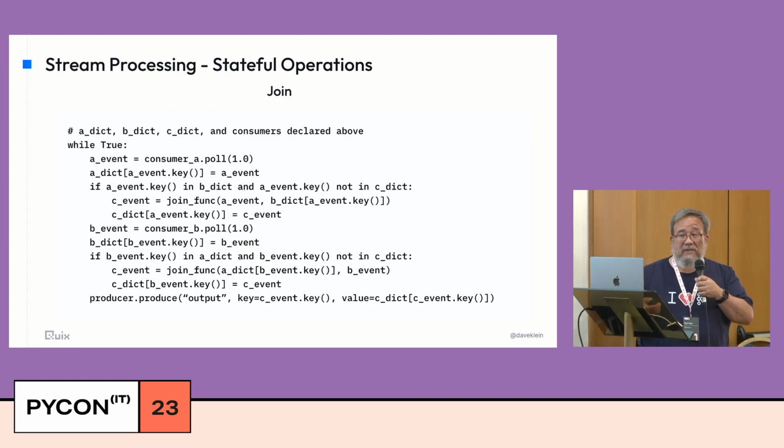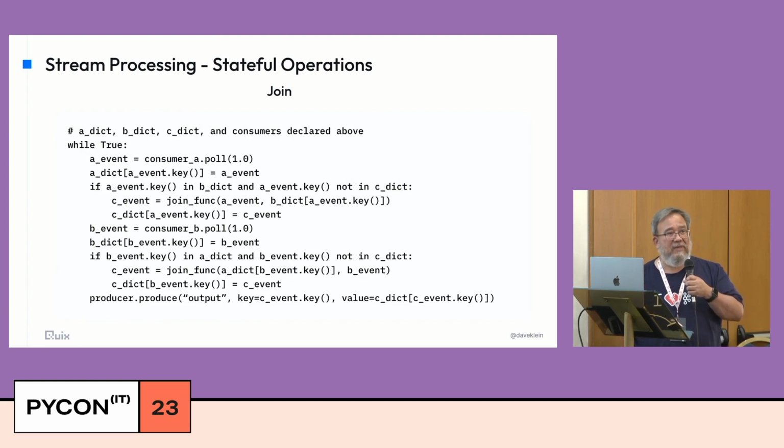If it's not in C yet, that means it hasn't been joined yet, but B is there, so we have A and we have B, we can do the join. So then we go ahead and do the join. And the join function would be something you would write that would just pull whatever pieces you needed from each of the two different objects, right?